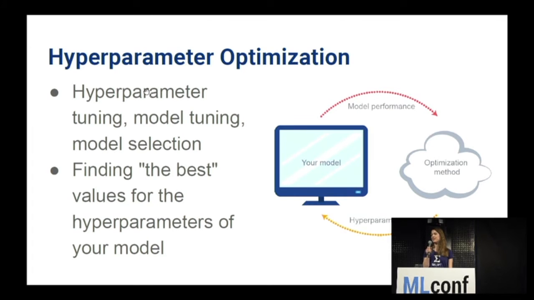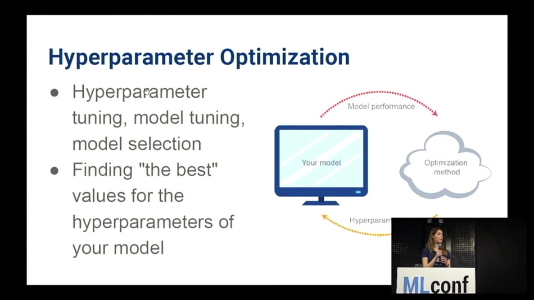Hyperparameter optimization, hyperparameter tuning, model tuning, and model selection all refer to kind of the same general concept, which is the search for the values of these hyperparameters that cause your model to perform the best.